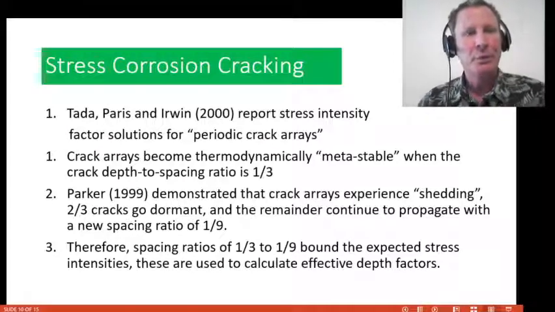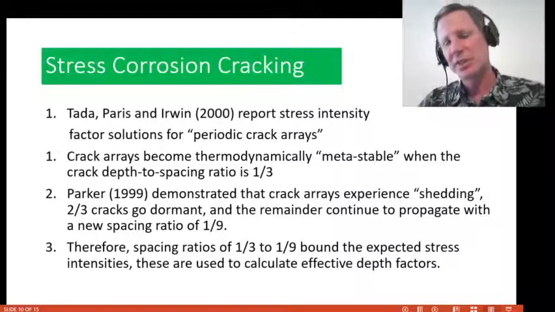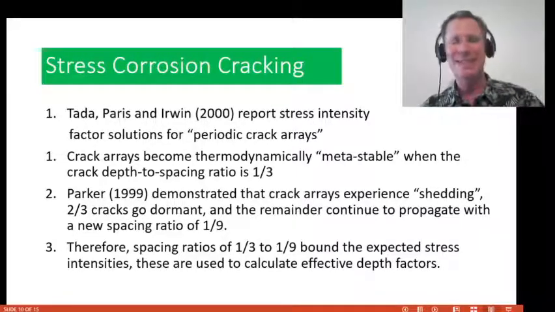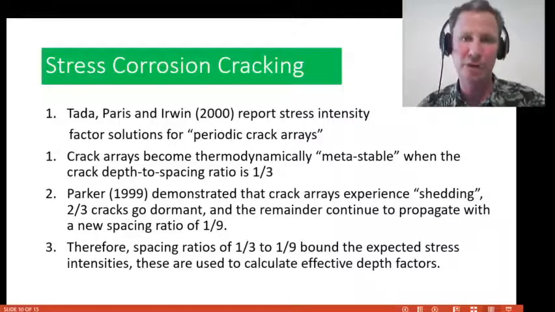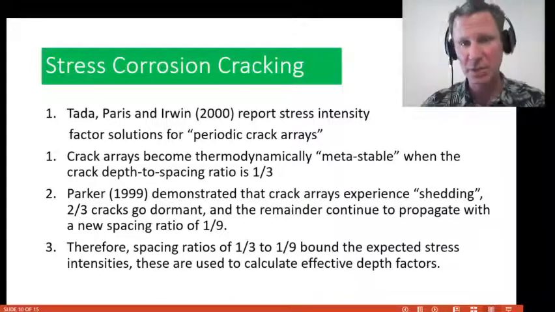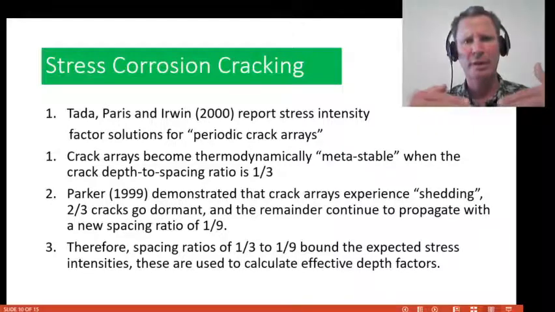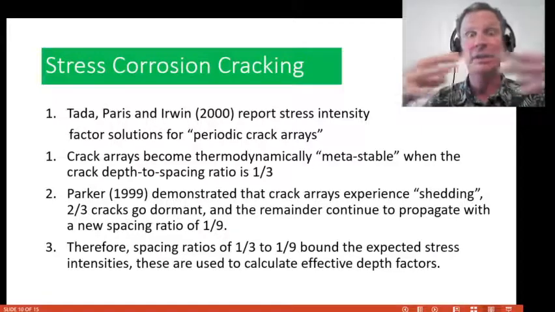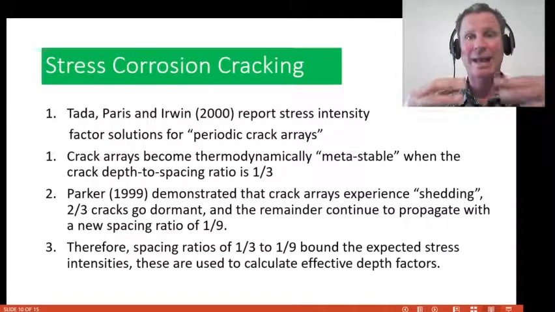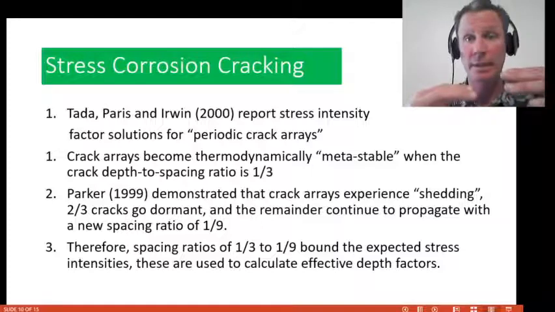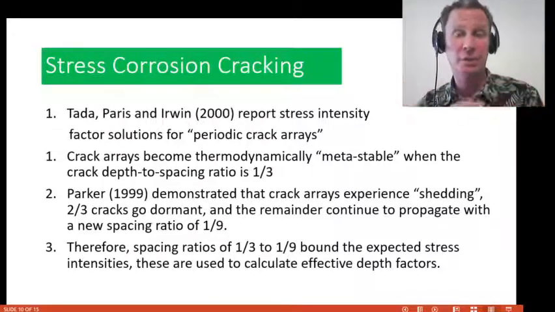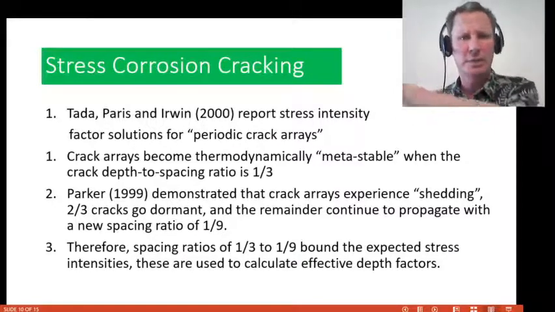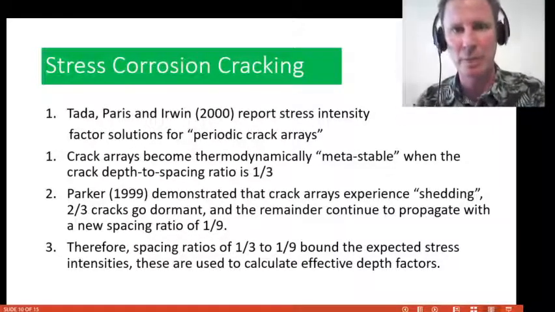Now, if you look at the stress intensity factor solutions, you'll find that these crack arrays become thermodynamically metastable when the crack's depth to spacing ratio is 1/3, which sounds a little weird. That means that as your cracks grow, they get to a point where they influence each other enough that they cancel out each other's stress intensity factors, and they actually go dormant. So the dormancy that we sometimes talk about in stress corrosion cracking can potentially be explained using thermodynamics as opposed to various electrochemistry answers that some people have come up with.